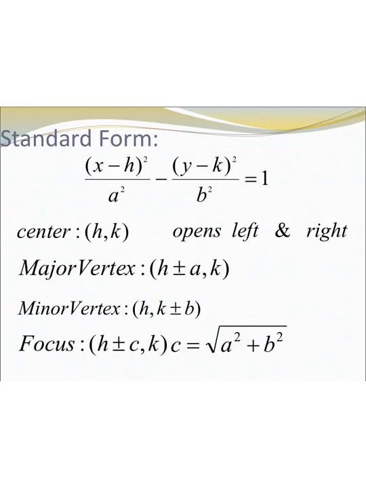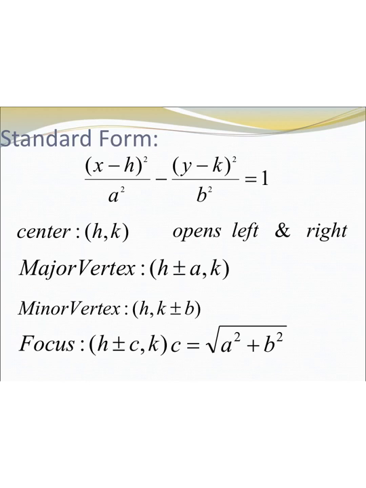For our first standard form, we have (x minus h) squared over a squared minus (y minus k) squared over b squared equals 1. The important thing when looking at hyperbolas is identifying which variable is positive. In this case, because x is our first variable, it's positive, whereas we have a negative y variable. As a result, our hyperbola is going to open up left and right, so it's a horizontal hyperbola.